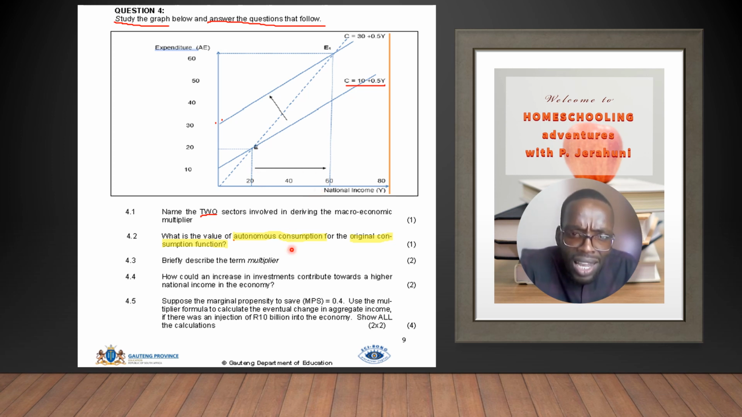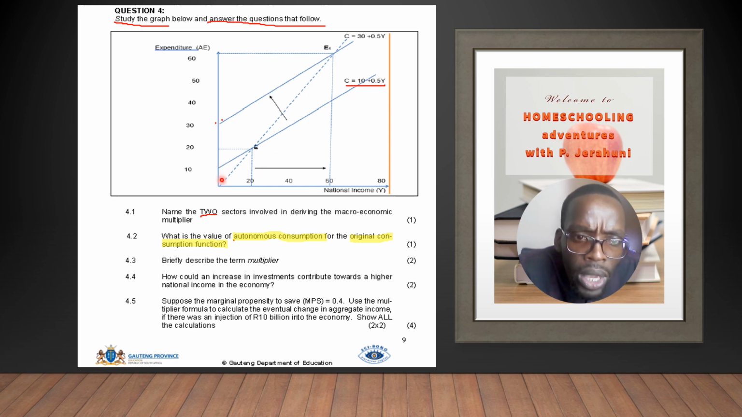So let's just look at what we are talking about here. What we are talking about is the value of the autonomous consumption for the original consumption function. So what we are going to do now is, we said autonomous is that one. It means it's this one that we have here.